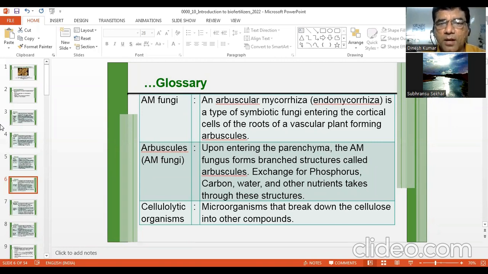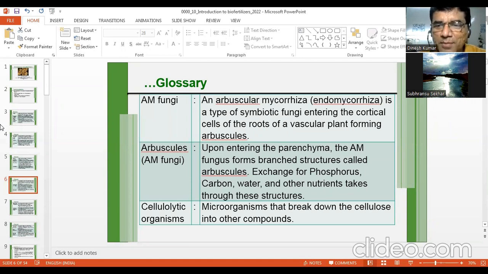So upon entering the parenchyma, the AM fungus is singular and fungi is plural. Many times students make this mistake. Fungi is not correct for one organism; it is called fungus for singular and fungi for plural. So in these arbuscules, exchange of phosphorus, carbon, water, and other nutrients takes place through these structures.